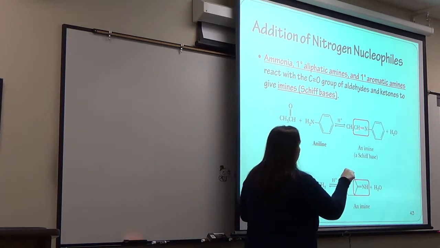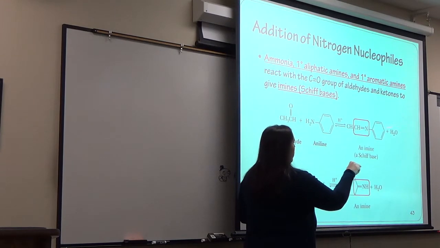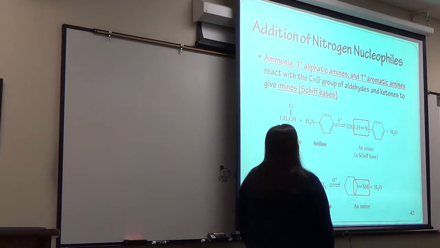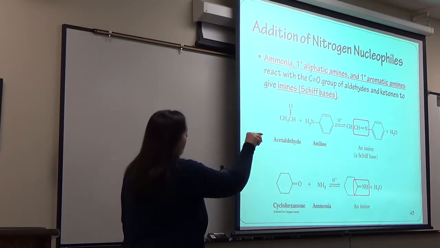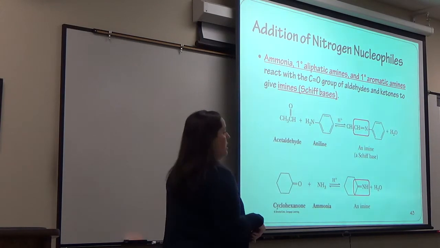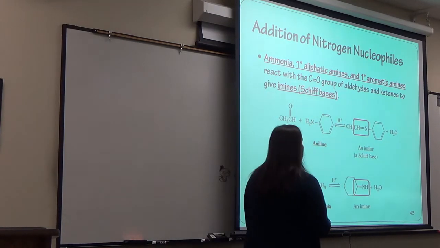So C double bonded to an N, and then of course there's another carbon chain, right? Carbons on both sides. So this is called the Schiff base. That's how I learned it, but now the books have started calling it imine. So you might see both of these on there.